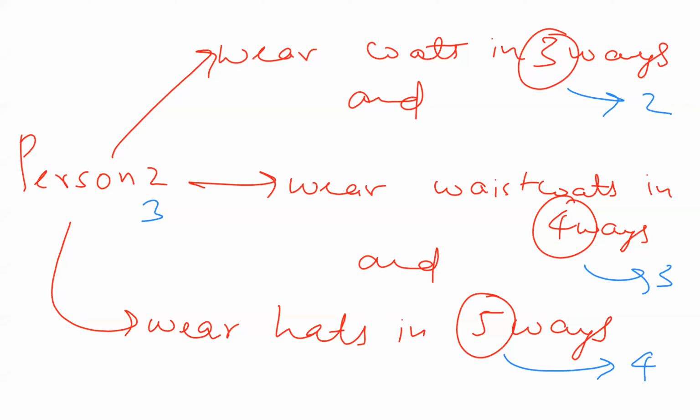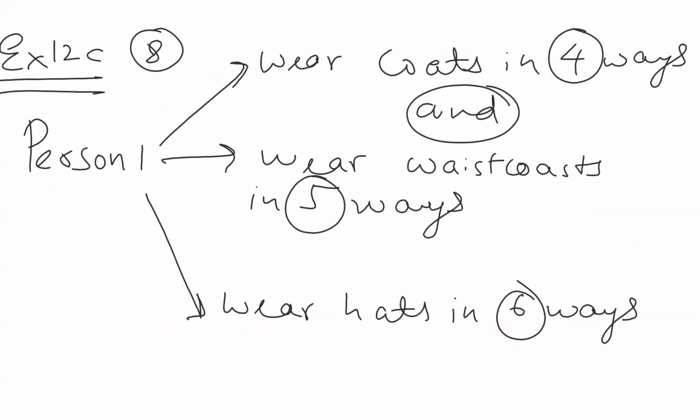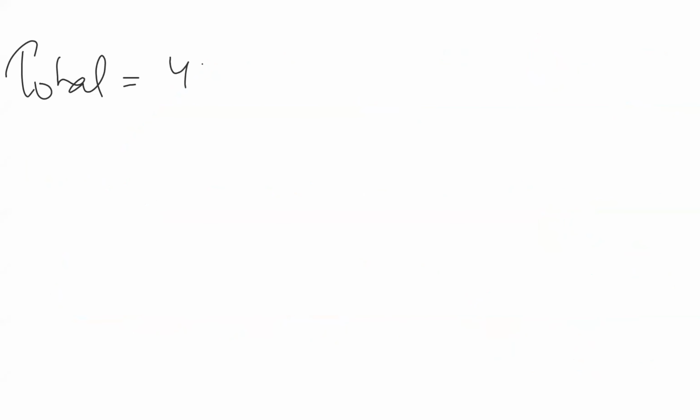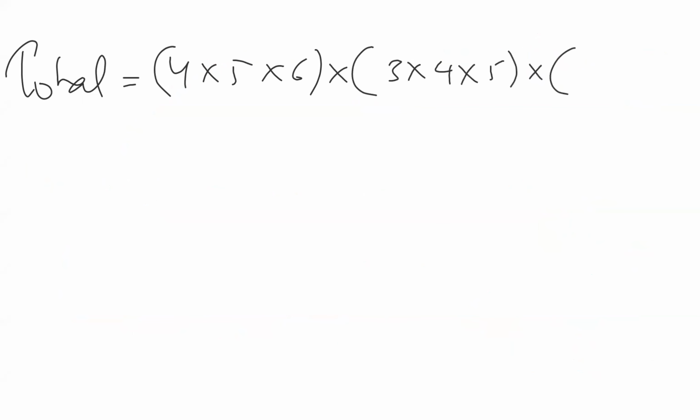Now total number of ways. They are asking the different ways in which they can put on the clothes. So the grand total, the final total: for person one, it was 4 into 5 into 6. For person two, it was 3 into 4 into 5, and for person three, it was 2 into 3 into 4. Okay, that's it. So you can just calculate using this methodology I've given you.